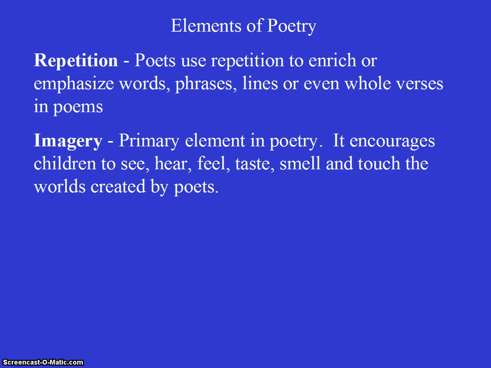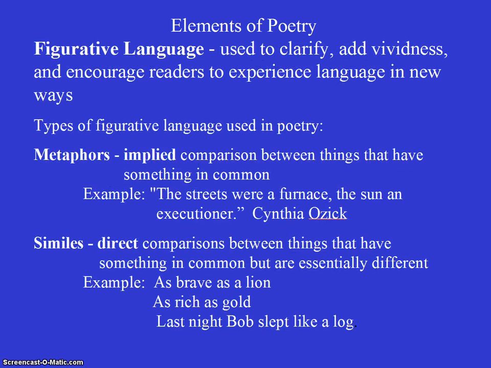Imagery is another important aspect to poetry, and it's actually one of the primary elements. It encourages children to see, hear, feel, taste, smell, and touch the worlds created by poets. Imagery ties back to the feelings and how somebody can create a picture in their heads for what the poets write on paper. You will also find that figurative language is used a lot in poetry. It's used to clarify, add vividness, and encourages readers to experience language in new ways.